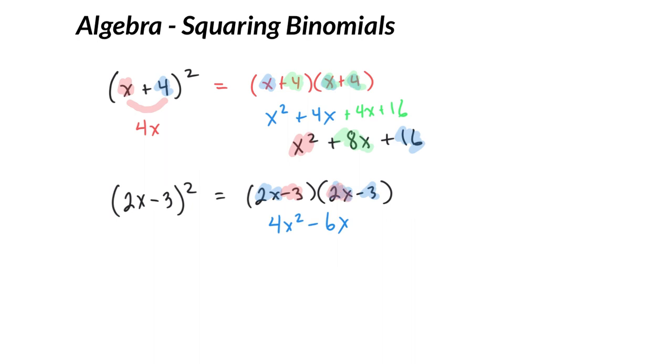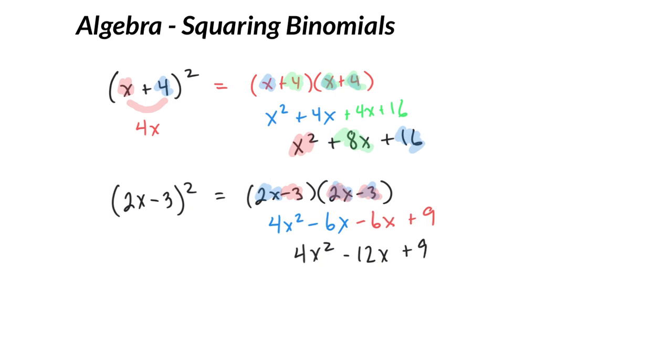We'll multiply that into this. So negative 3 times 2x is negative 6x. Negative 3 times negative 3 is a positive 9. And we can combine those negative 6x and negative 6x.